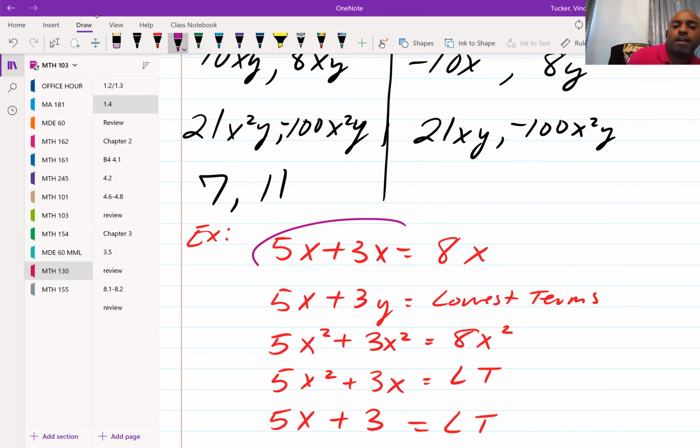In this first one, 5x plus 3x will be 8x. You can add those together. They both have x. 5x plus 3y, there's nothing you could do with that. You can say that expression is already in lowest terms. 5x squared plus 3x squared, you can add those together. They both have x squared. That will be 8x squared. 5x squared plus 3x is already in lowest terms. And the last one, 5x plus 3, is already in lowest terms.